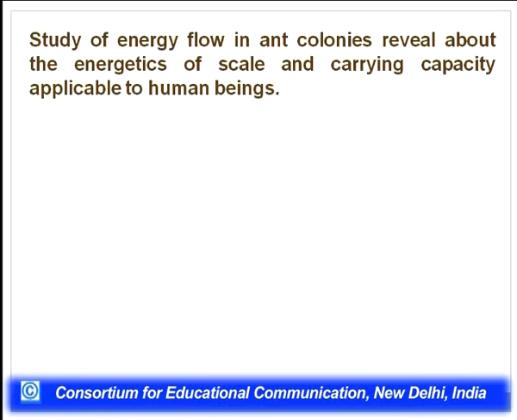So this is how the growth occurs, and in terms of the energy that is dissipated, when the entropy is increasing, to stabilize the energy production to the energy which is required for the maintenance, the populations and ecosystems tend to stabilize themselves at a range which is optimal or stable for the stable carrying capacity for those particular individuals or the ecosystem. So for example, the study of energy flow in ant colonies reveals the energetics of scale and carrying capacity applicable to human beings. So let's look at this particular example.